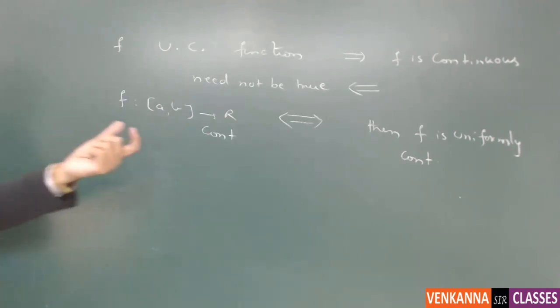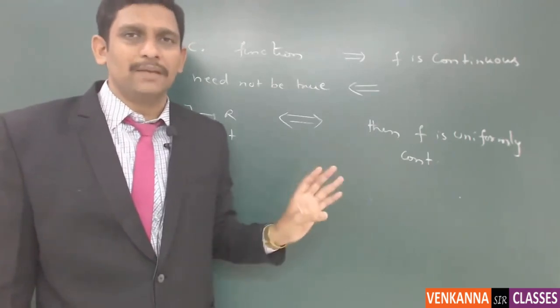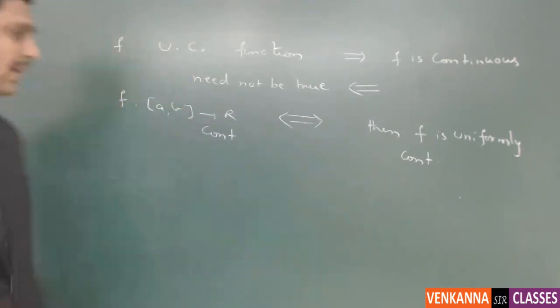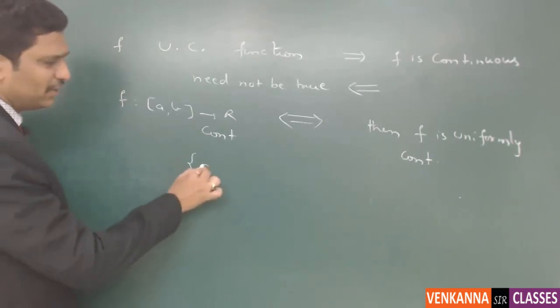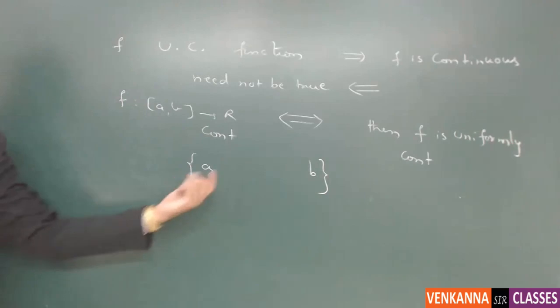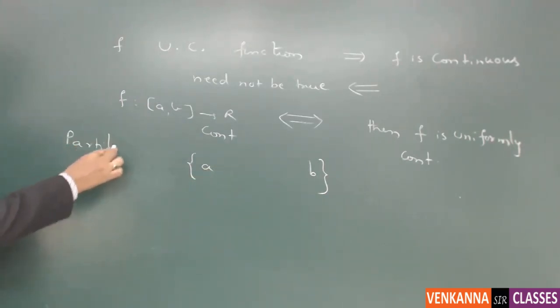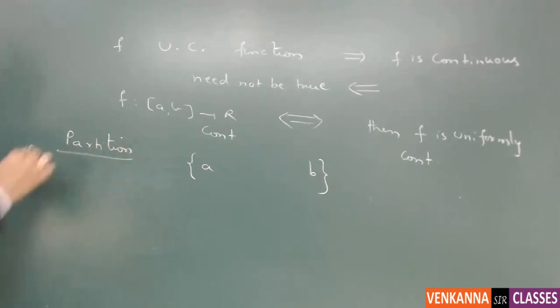So in the theorem, to find how the delta will be, a procedure is given. Whenever you have a closed interval, you can take a partition on it. I think you know what is meant by a partition. Do you? Yes or no?